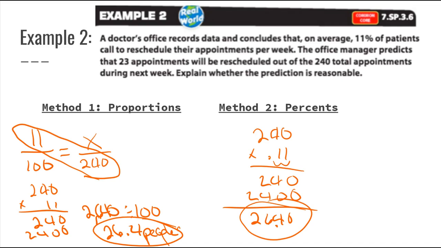What they're asking is explain whether the prediction is reasonable. The doctor predicted that 23 people would call or reschedule. We have 26.4 people on average. I would say that's a reasonable estimate. It's pretty close. Again, if you can explain it, it doesn't matter whether you say it's reasonable or not reasonable. You could say that 3 people is a lot of people to be off. Or you could say that 3 is really close. As long as you're able to explain yourself, and as long as you have the numbers to back it up, you'll be fine.